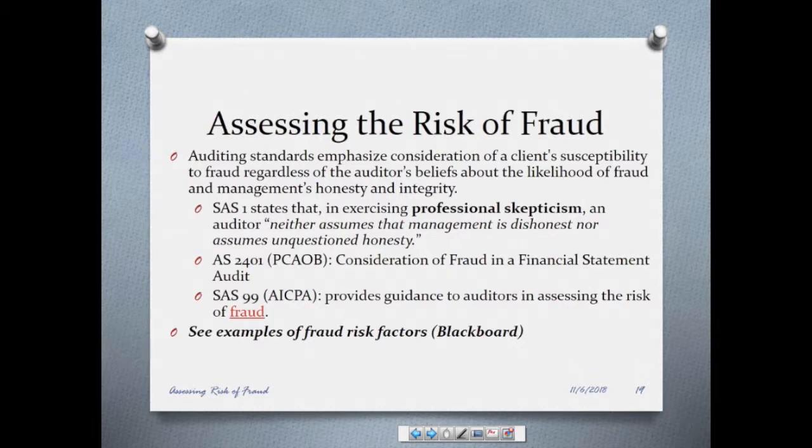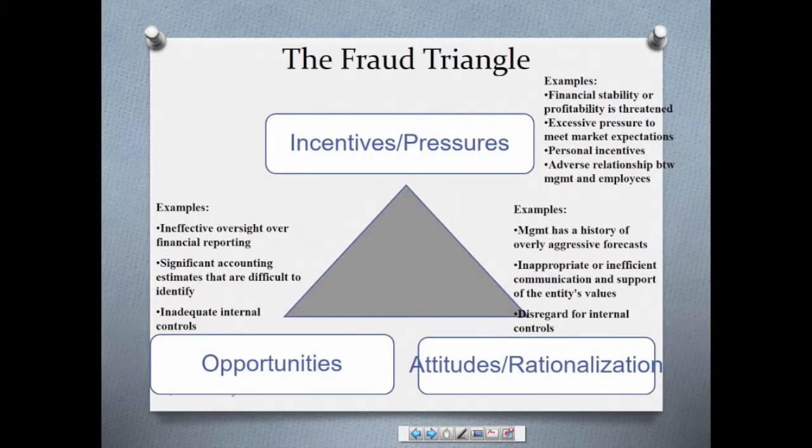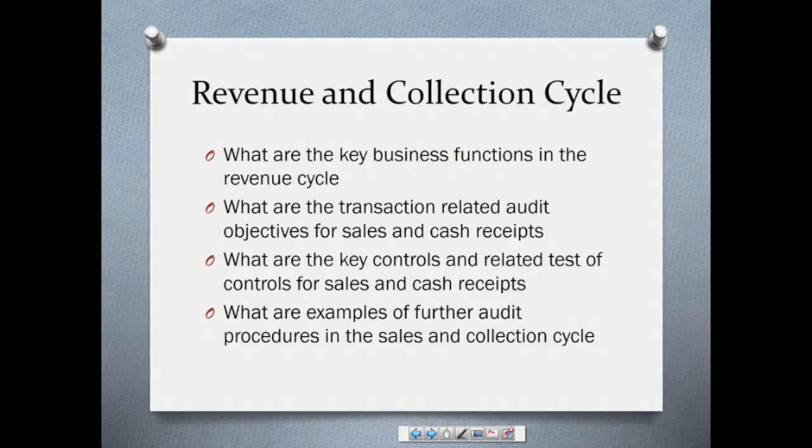What I want you to know for the standard with respect to fraud risk would be covered in SAS 99 as well. I think it lays out the fraud risk factors, talks about brainstorming, but then I also posted the fraud risk factors from the PCAOB standard as well. So you'll be fine whichever you use, PCAOB or SAS 99. The fraud triangle is talked about there. So now we're going to talk about the revenue and collection cycle. So we'll go through that now.